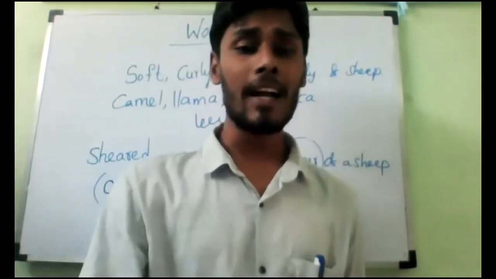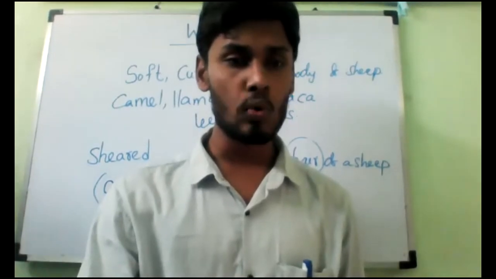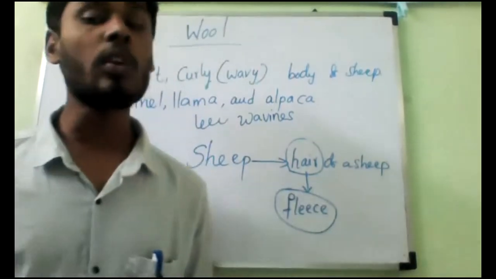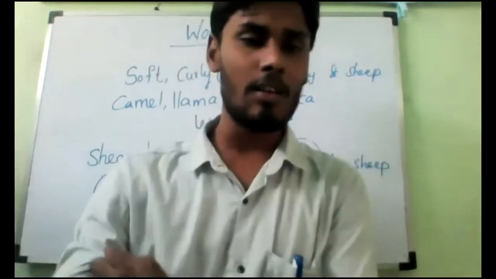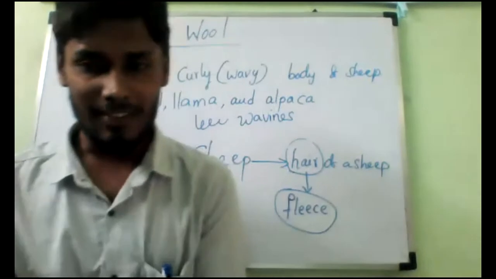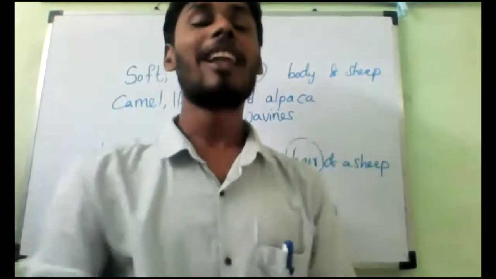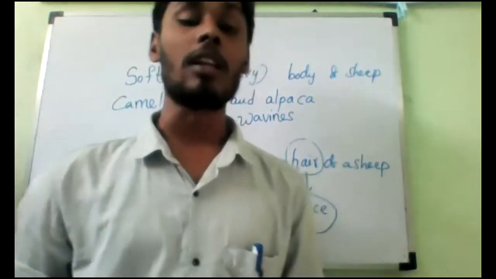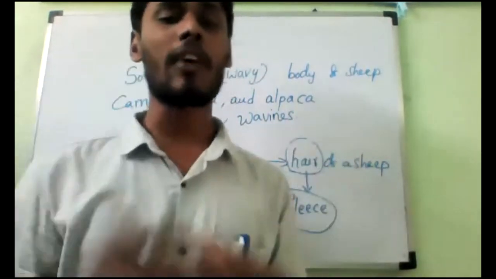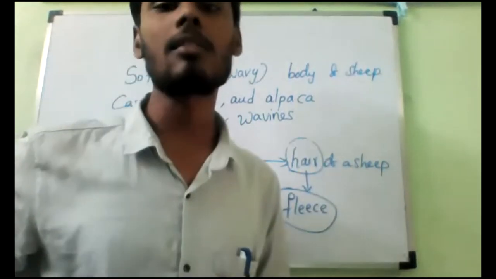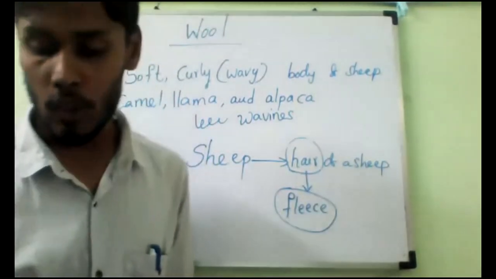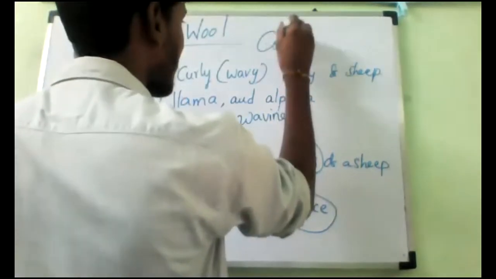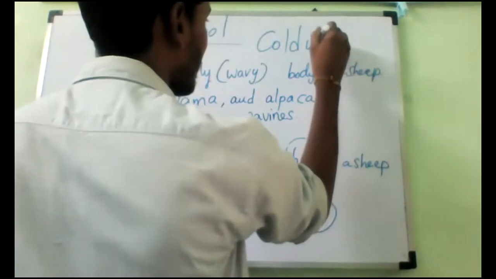So these wool yielding animals have a thick coat of hair on their body. Why are they having hair? Can you say why they are having hair? Because to survive in the cold places. Very good, Mari. So why do they have this thick coat of hair on their body? Because to keep them warm during the cold winter seasons.